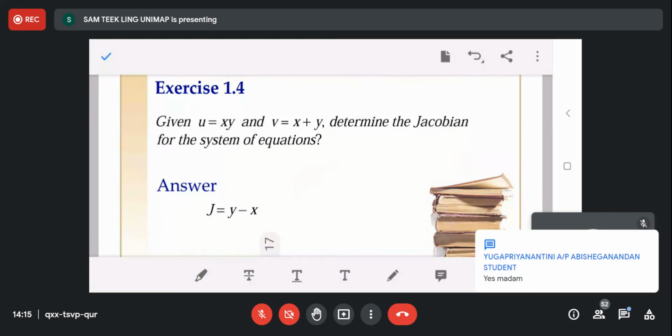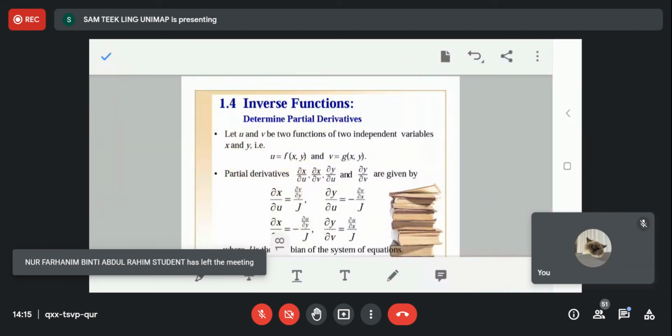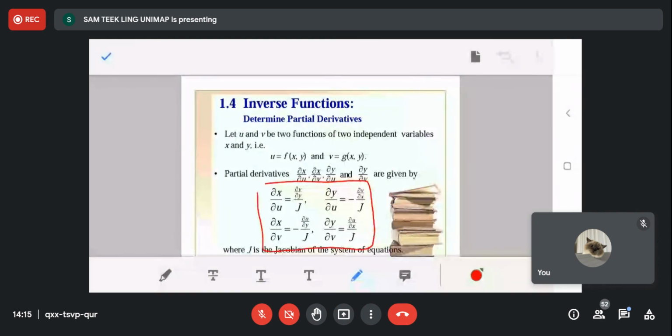So now, this one is our inverse function. We directly apply the formula. This is the formula for the inverse function. So if the question gives you del u, del x, our inverse function is del x, del u.